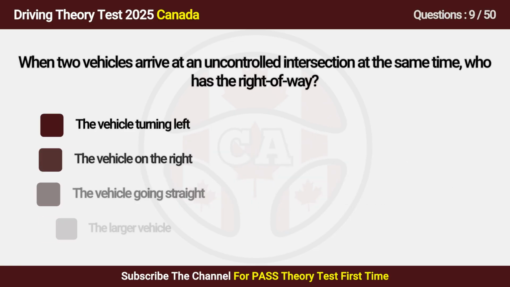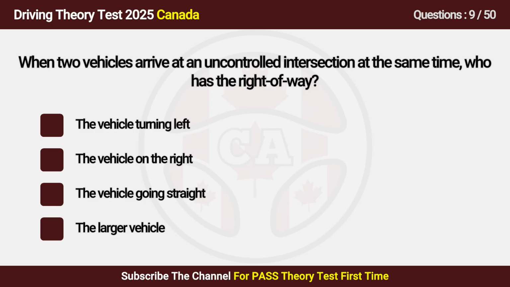Question 9. When two vehicles arrive at an uncontrolled intersection at the same time, who has the right of way? A. The vehicle turning left. B. The vehicle on the right. C. The vehicle going straight. D. The larger vehicle.